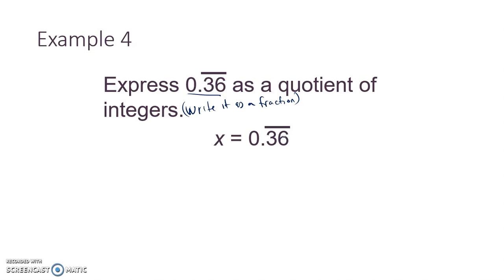Then they say, multiply each side by a value of a power of 10. So either 10 or 100 or 1,000 or so on, depending on how many digits we have after the decimal. So here, how many repeating digits we have. So we have 2 repeating digits. So we're going to multiply it by the power of 10 that has 2 zeros.